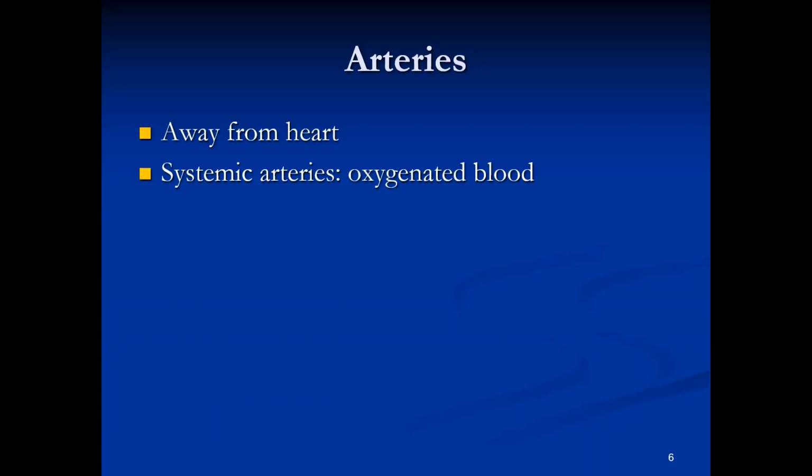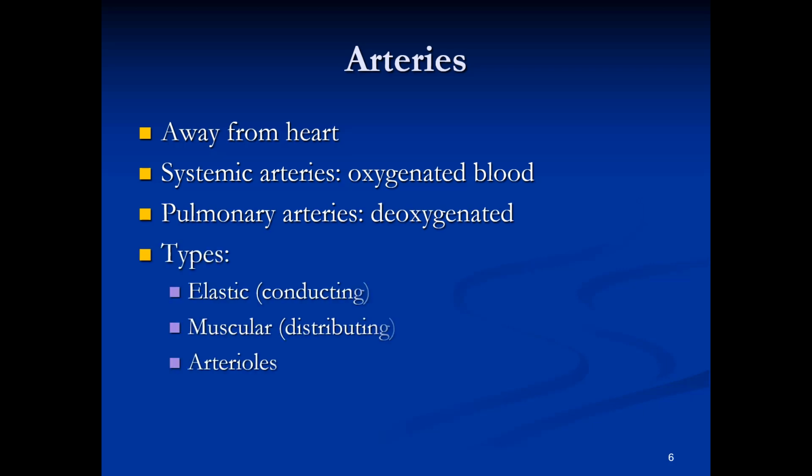So again, some details about arteries. Again, some of this is review. Arteries carry blood away from the heart. Systemic arteries have oxygenated blood. Pulmonary arteries, on the other hand, have deoxygenated blood. Types: elastic, muscular, and arterioles.